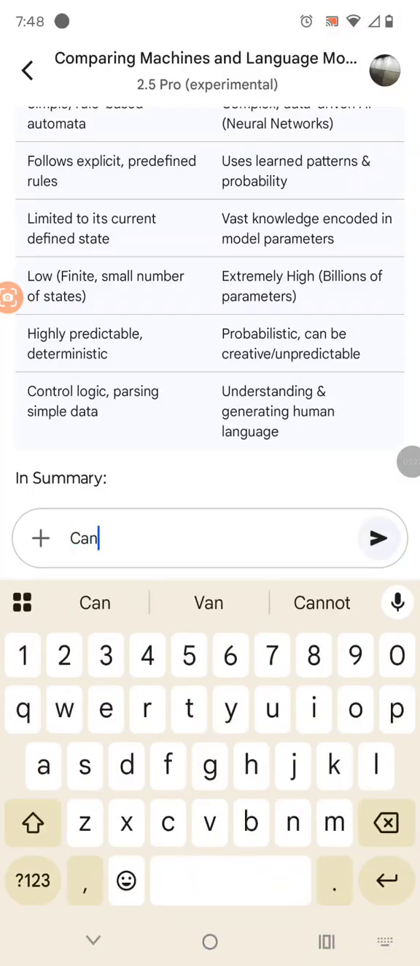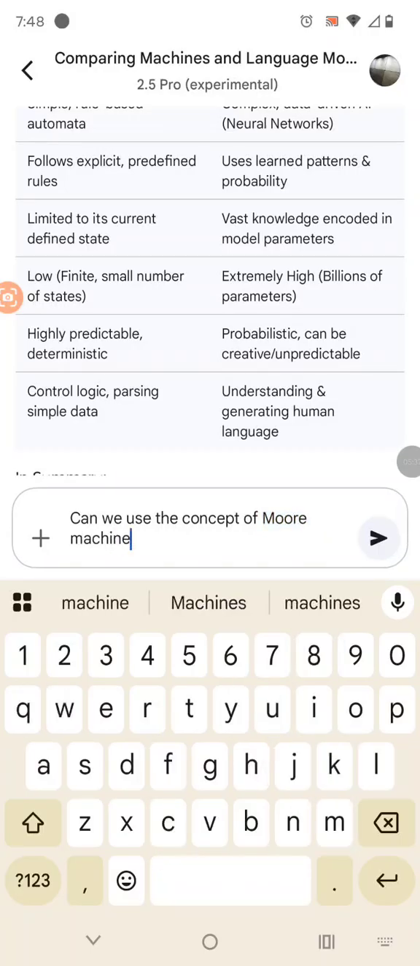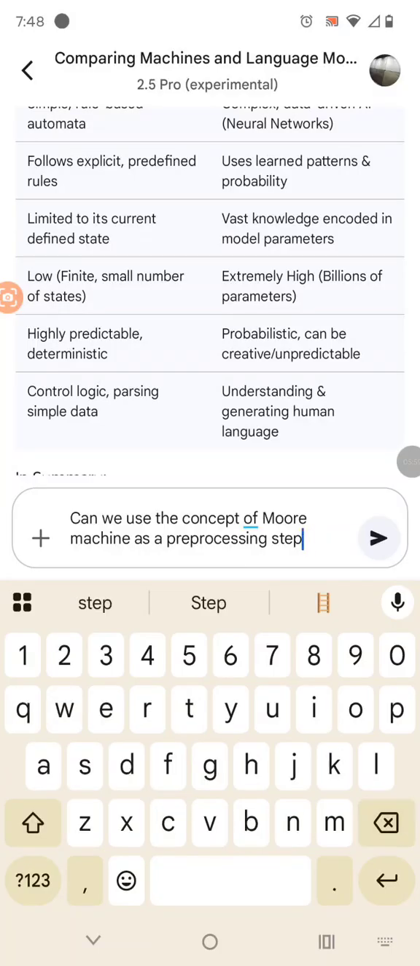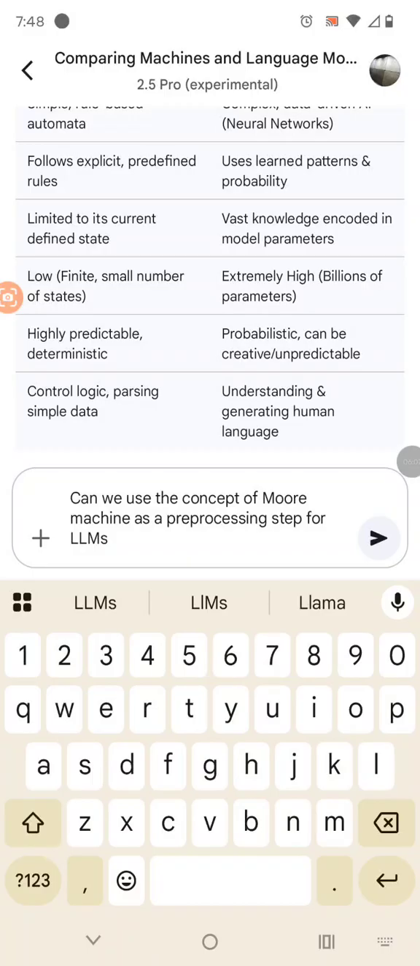Let's do some follow-up questions. Could a Moore machine be the processing step for LLMs? Okay, let's see.